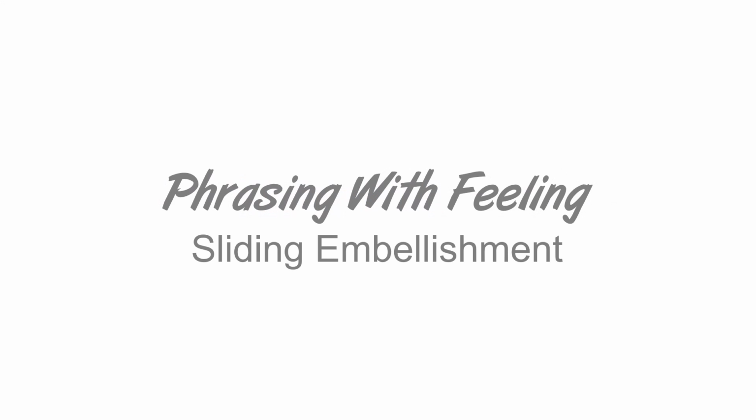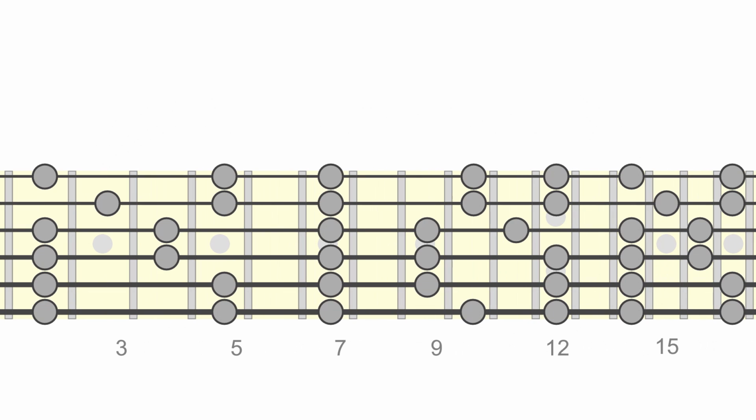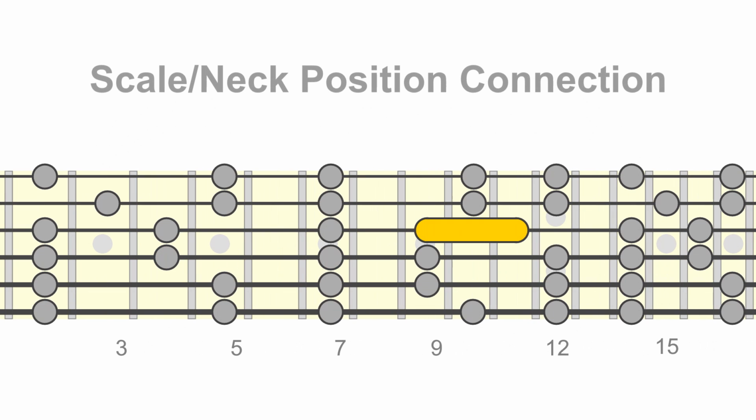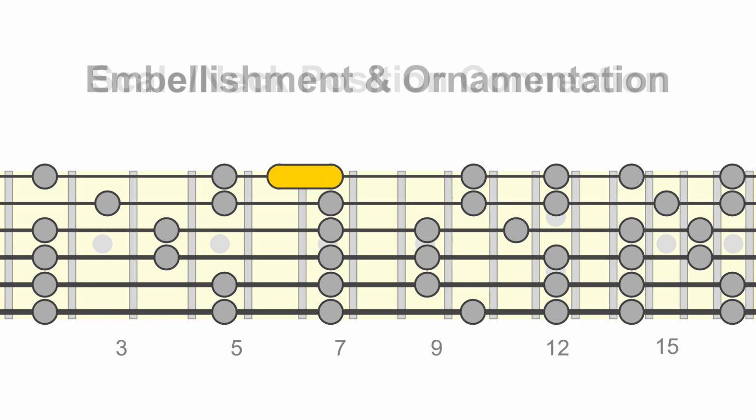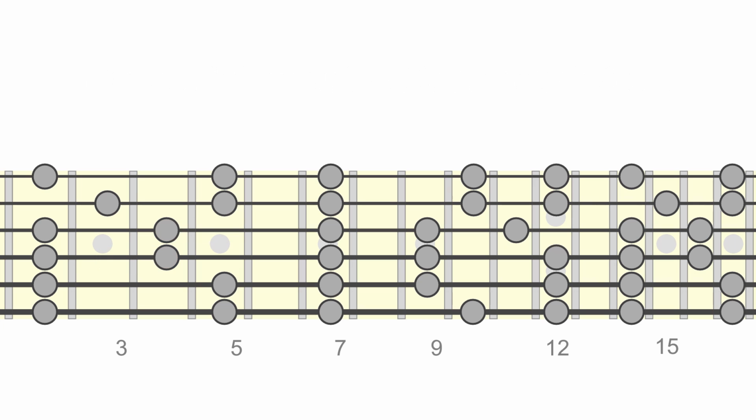Slides, more formally known as glissando, serve two main functions. Firstly, they allow for a smoother, connected movement between different neck and scale positions. And secondly, they offer a form of ornamentation or embellishment of our phrases, as an addition to other legato techniques such as string bending, hammer-ons, and pull-offs. In short, slides are a very effective way of injecting feeling and sophistication into our phrases.